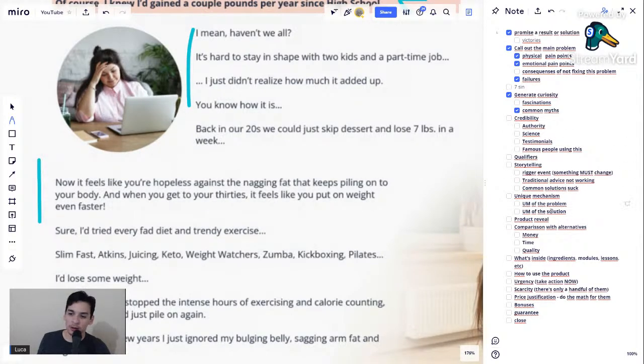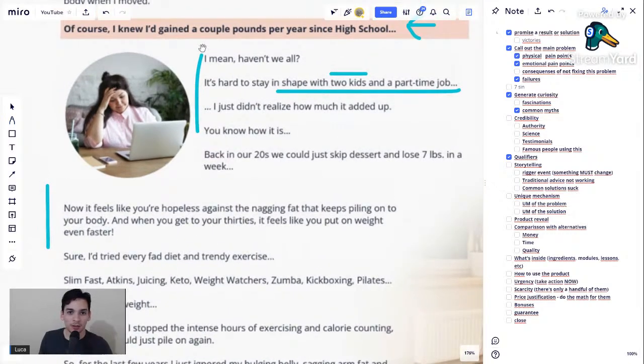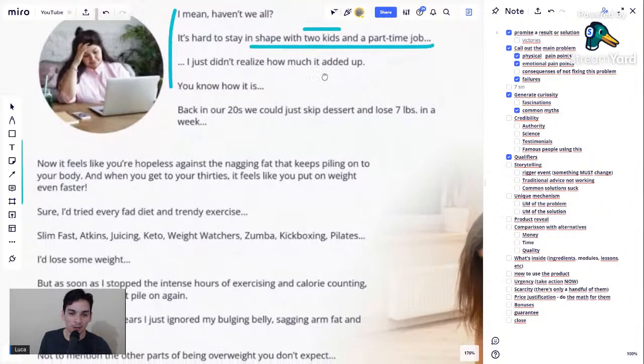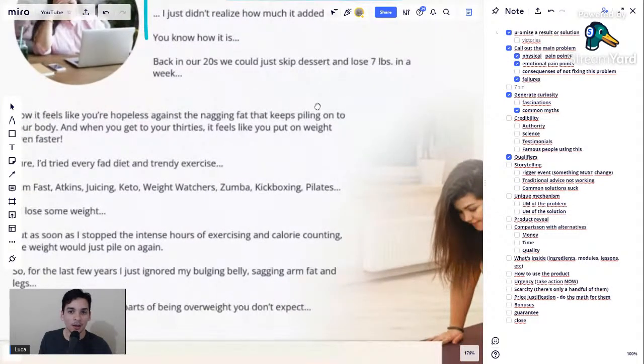So I really like all this because it's the qualifiers. So it's basically qualifying the reader so they know that they're on the right page, right? We all, it's hard to stay in shape with 2 kids and a part-time job. This is one. It's talking about the author of the sales letter, yes, but it's actually talking about the reader, right? Because if you have 2 kids and a part-time or a full-time job, you're gonna say, hey, this person knows what I'm going through. And if you also experience this thing about gaining a couple of pounds every year after high school, yeah, that's a qualifier, right? You're basically telling the reader, hey, you are in the right place here.